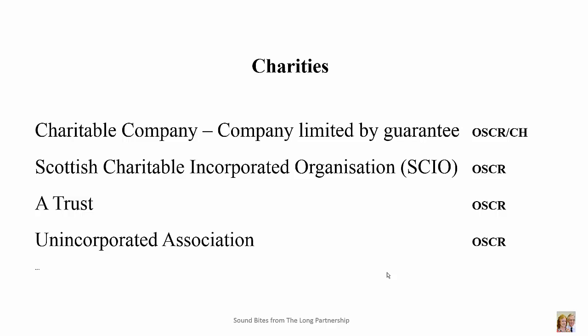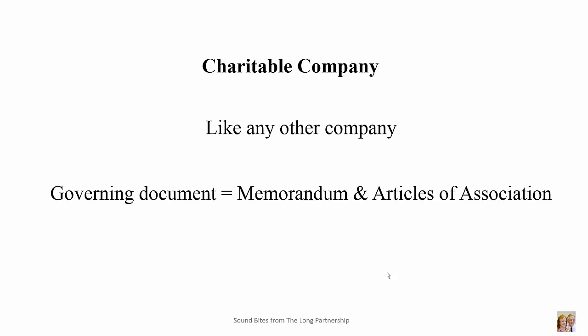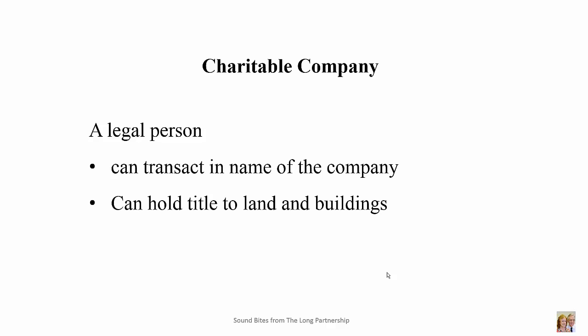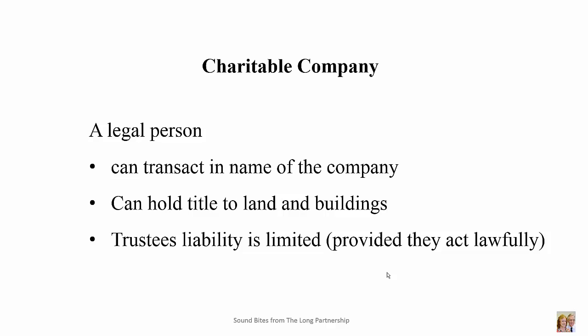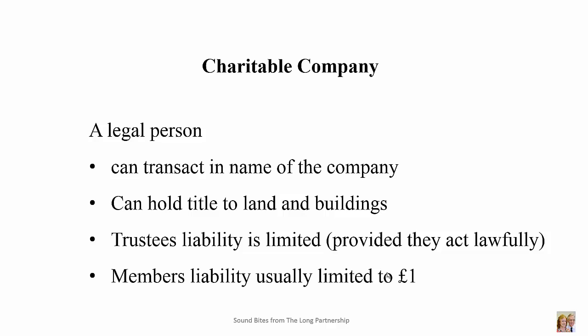A charitable company is much like any other company except that the articles will reflect its charitable purposes, and the trustees will be the directors of the company. Like any other company, a charitable company is a legal person and so can transact in its own name and hold title to property. And it is easy to set up subsidiaries so that trading activities can be undertaken in a tax-efficient manner. But one of the drawbacks is that one option available to other legal entities, namely receipts and payments accounts, is not available.